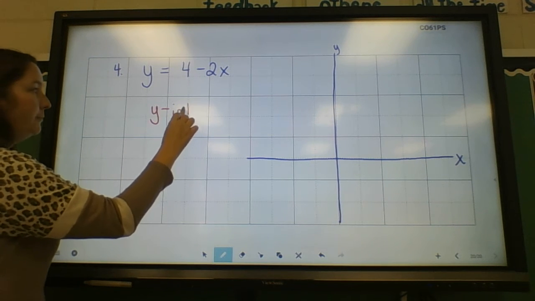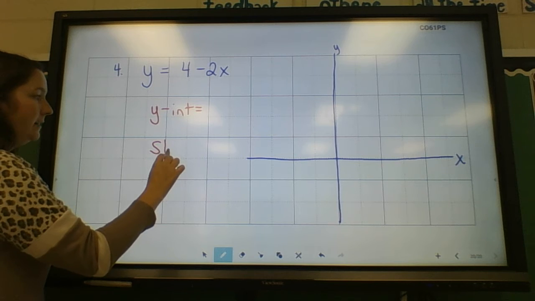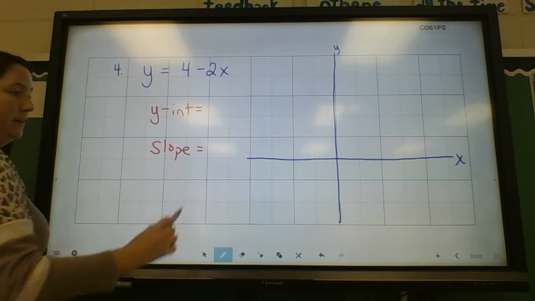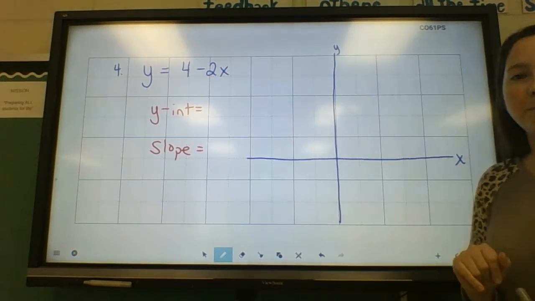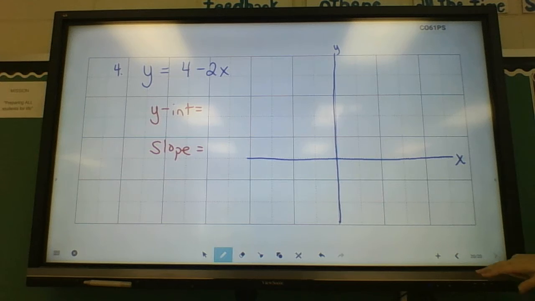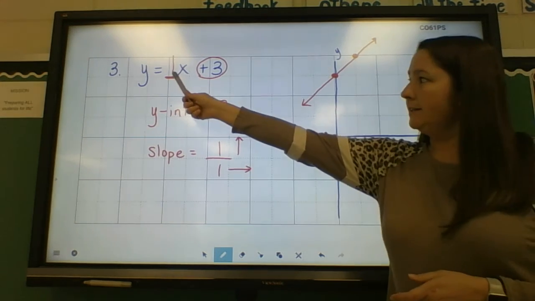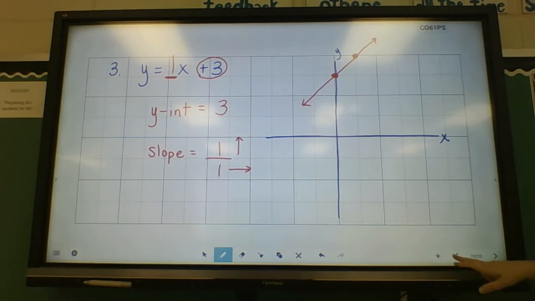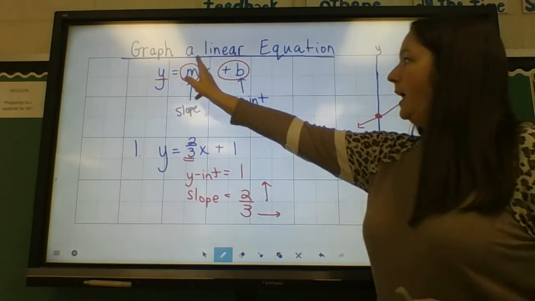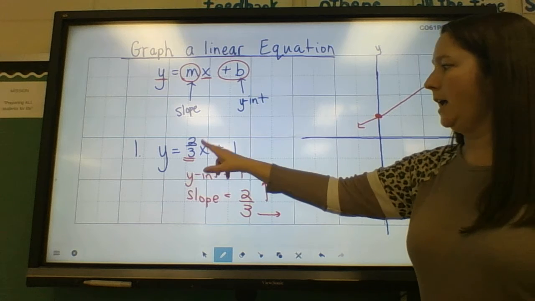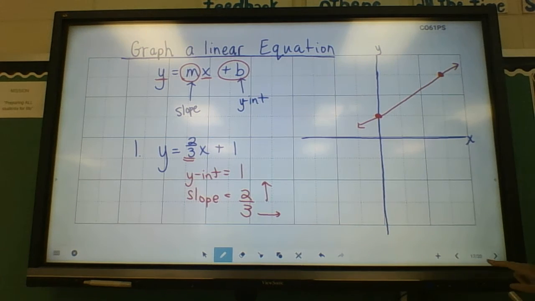All right, so number 4, the last one, y equals 4 minus 2x. Got to have y-intercept and the slope. So now there's a problem. It's not necessarily a problem, but it's just something different. Earlier, we had x plus 3, x minus 4, x plus b, x plus 1.